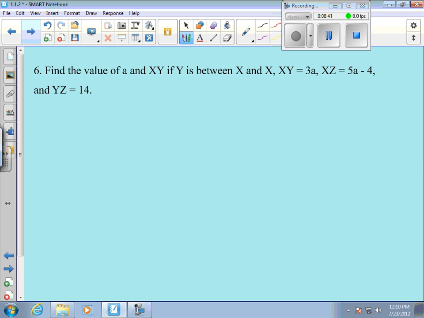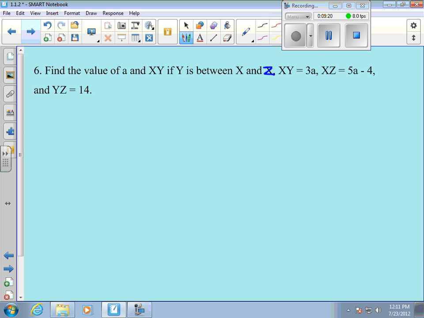All right, so let's look at number 6. Number 6 says find the value of a and XY if Y is between X and Z and XY equals 3a, XZ equals 5a minus 4, and YZ equals 14. So let's go ahead and we'll draw this picture together. I just want to make sure that you're getting your diagrams done correctly so that when we get together and work on our homework, you guys are going to be great at them. Okay, so Y is between X and, ooh, that should be X and Z. My apologies, X and Z.